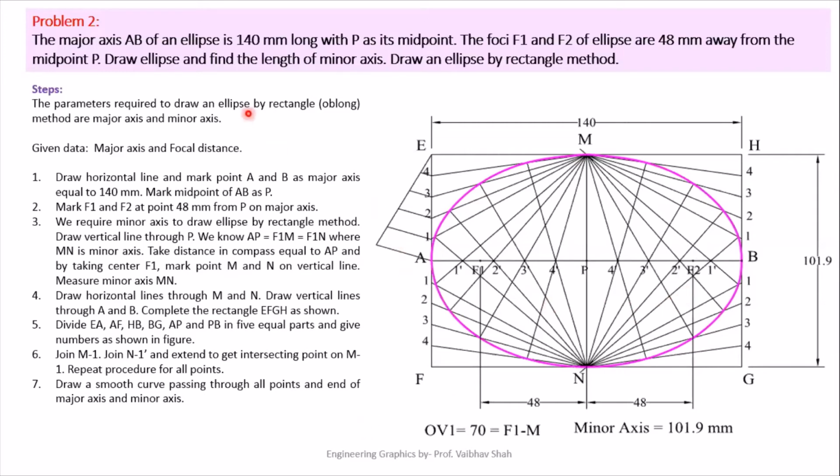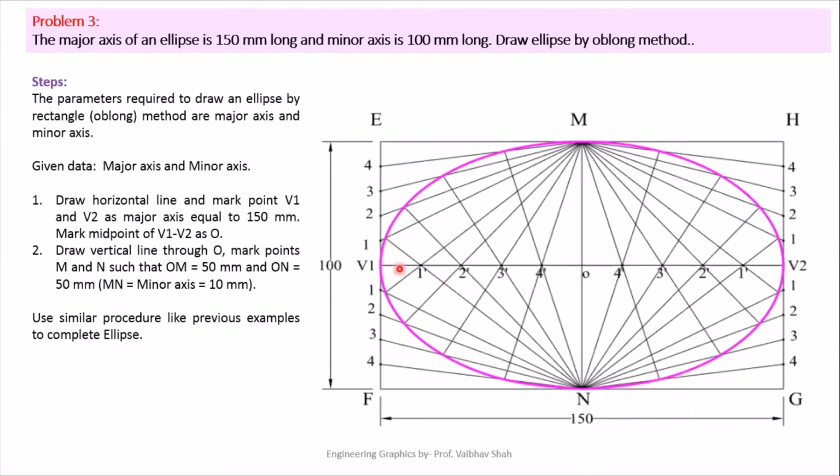But now here they say that find out the length of the minor axis. So we must find out the length of minor axis as one of our answers. So let us measure the distance between M and N, which is the minor axis of your ellipse, and the distance would be 101.9 mm. So you must specify the answer here as minor axis is equal to 101.9 mm. So now let us see one more example.